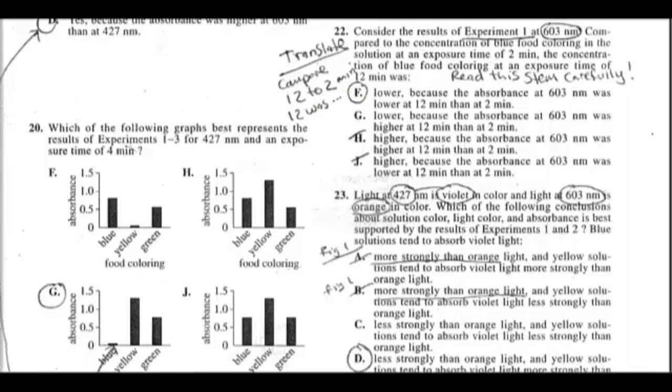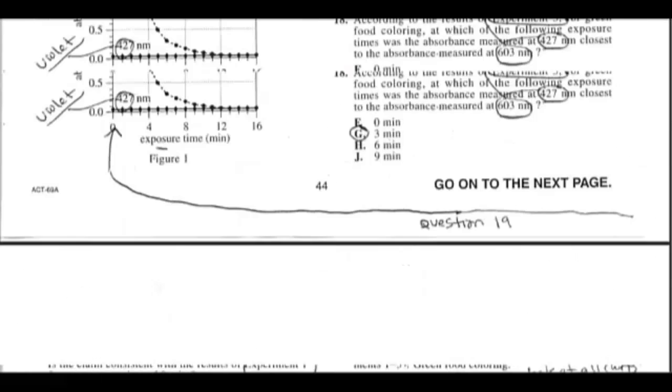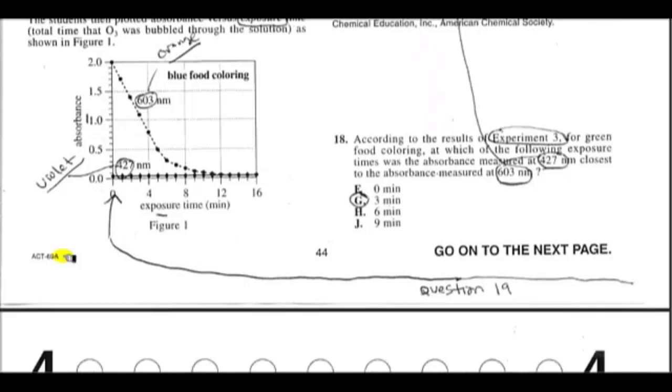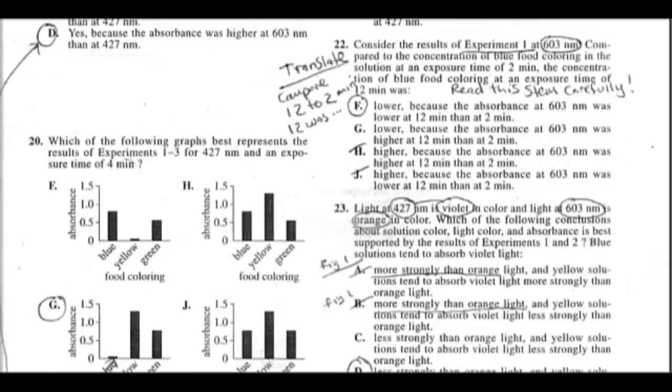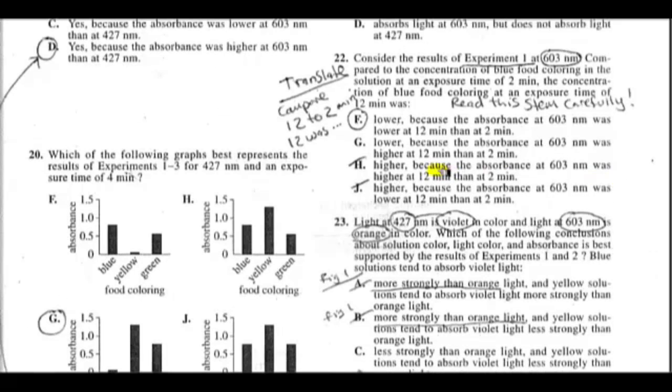So let's jump on back up. We'll take a look at experiment 1, 603 nanometers. That's in figure 1. 603 nanometers is here. We find 2 minutes right here. At 2 minutes, we're at 1.4. And at 12 minutes, we're basically at 0. So 12 minutes is lower than 2 minutes. So when you come back down over here, you're looking for an answer choice that says lower. 12 minutes is lower than 2 minutes.